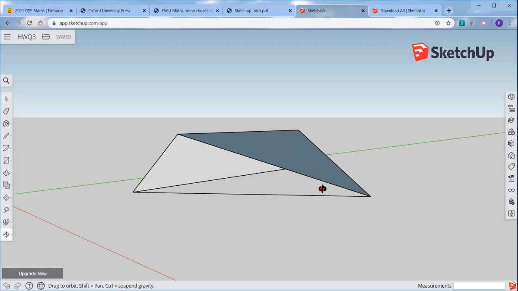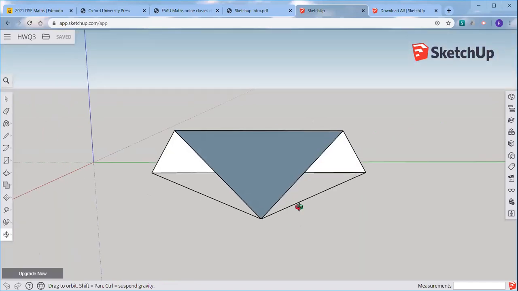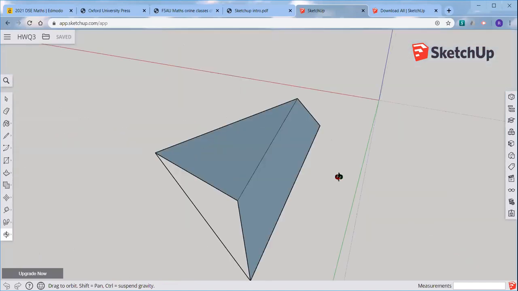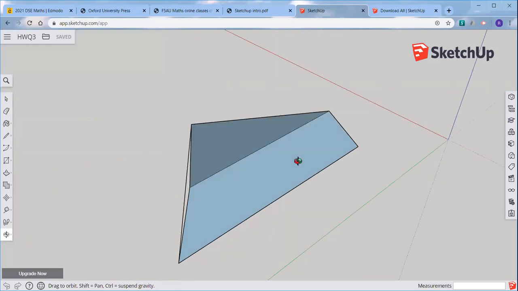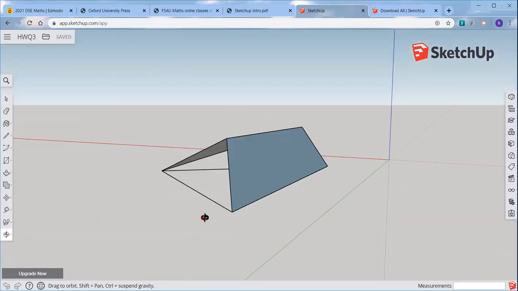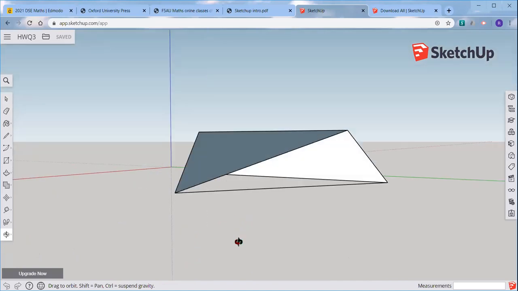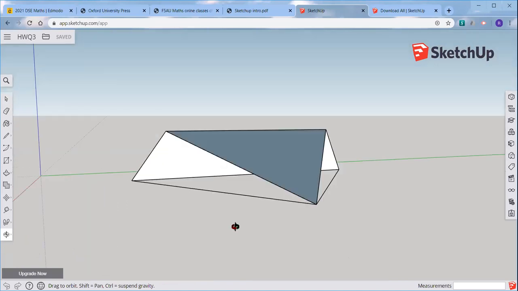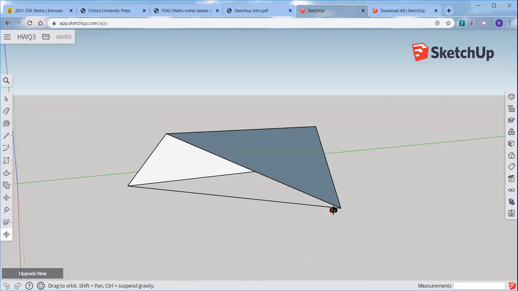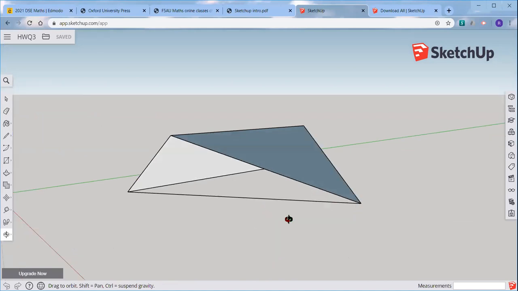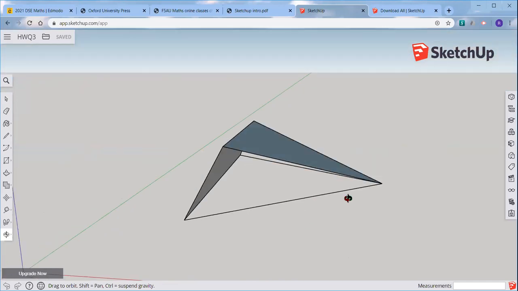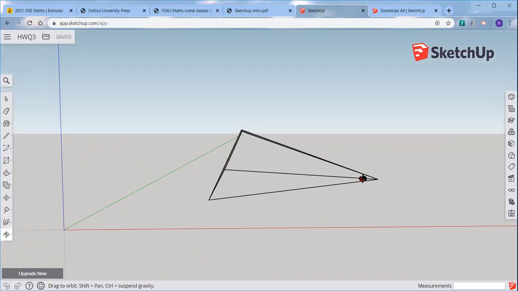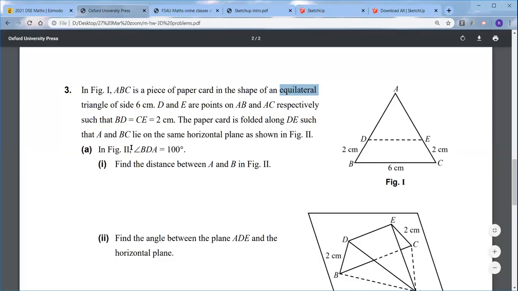So that is the 3D thing. That is the piece of triangular cardboard. The fold line is right here. This is the fold line. So you fold up a piece of the equilateral triangle so that the baseline and the vertex here touch the same horizontal ground, with a condition that the folding angle is 100 degrees, as mentioned here.